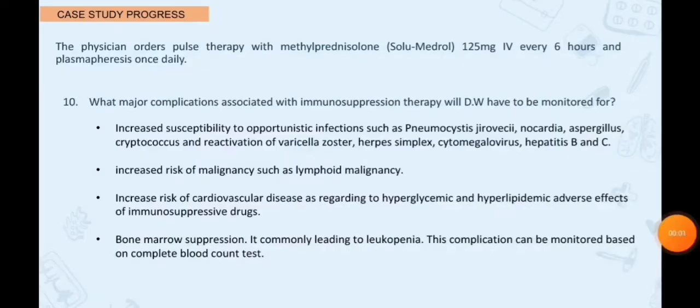And what major complications associated with immunosuppression therapy will DW have to be monitored for? Methylprednisolone is a corticosteroid that has both anti-inflammatory and immunosuppressive effects. Monitoring is required because immunosuppressive drugs increase the risk of infections, malignancy, cardiovascular disease, and bone marrow suppression. Bone marrow suppression commonly leads to leukopenia. These complications can be monitored based on complete blood count tests, while regular monitoring of weight, blood pressure, fasting lipid, and glucose is significant to detect any complication of cardiovascular disease.